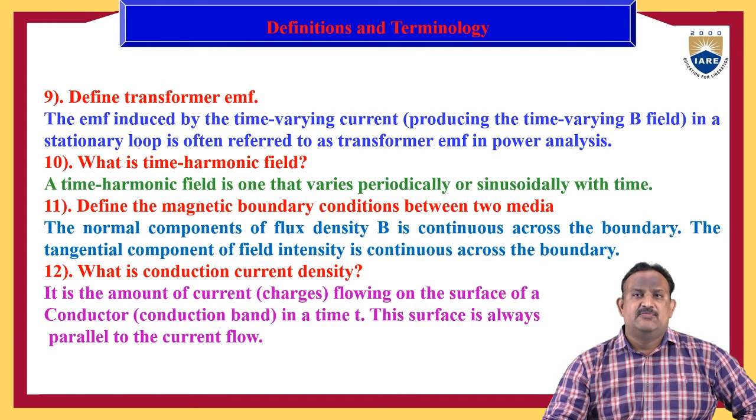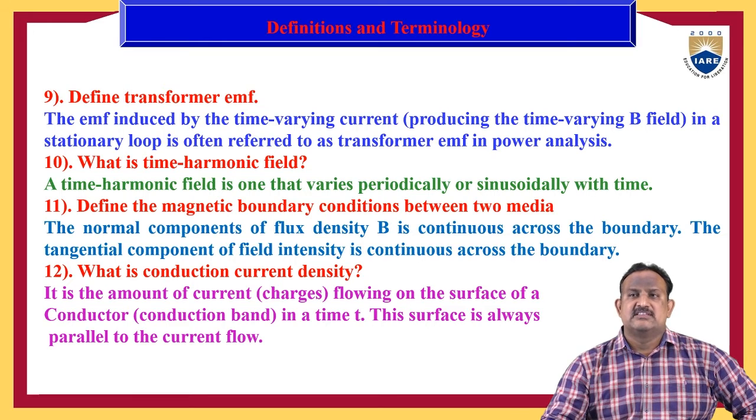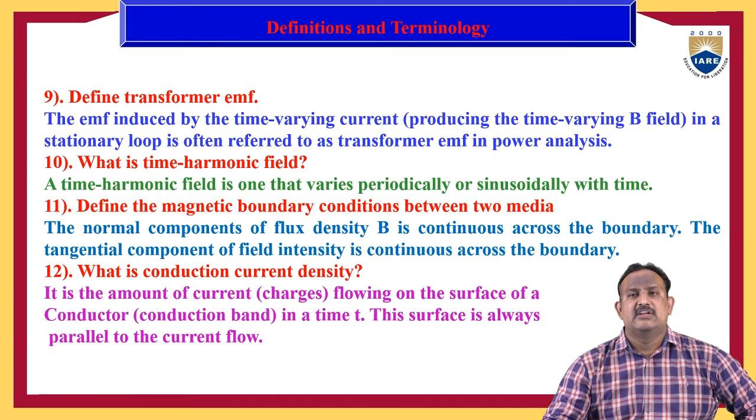Next, define the magnetic boundary conditions between two media. The normal component of flux density B is continuous across the boundary. The tangential component of field intensity H is continuous across the boundary. These two conditions are known as the magnetic boundary conditions.